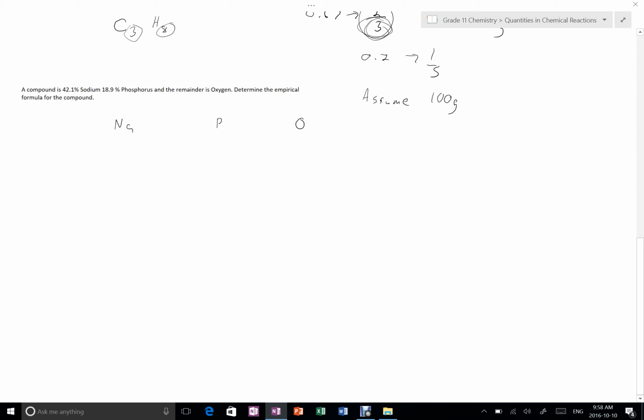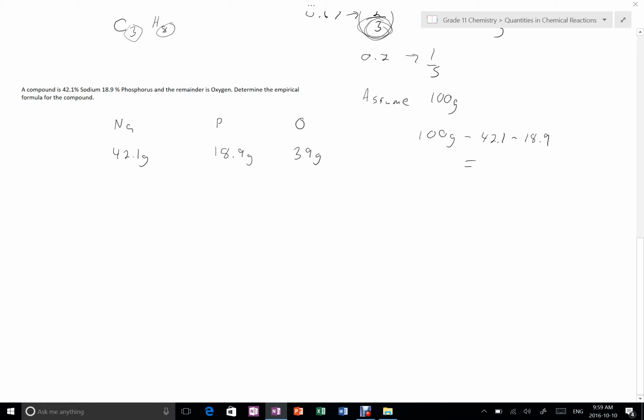So then for sodium, that means I have 42.1 grams. For phosphorus, I have 18.9 grams. And for oxygen, I don't know what it was. But if I had 100 grams total, less 42.1 for the sodium, less 18.9 for the phosphorus, how much am I left with for the oxygen? 39 grams of oxygen.